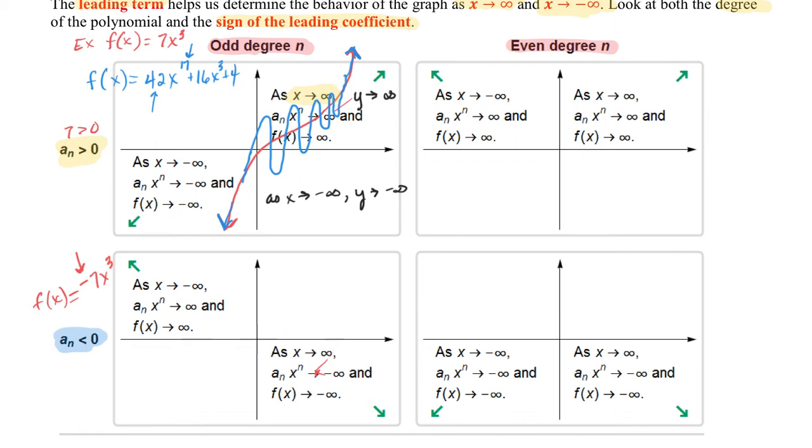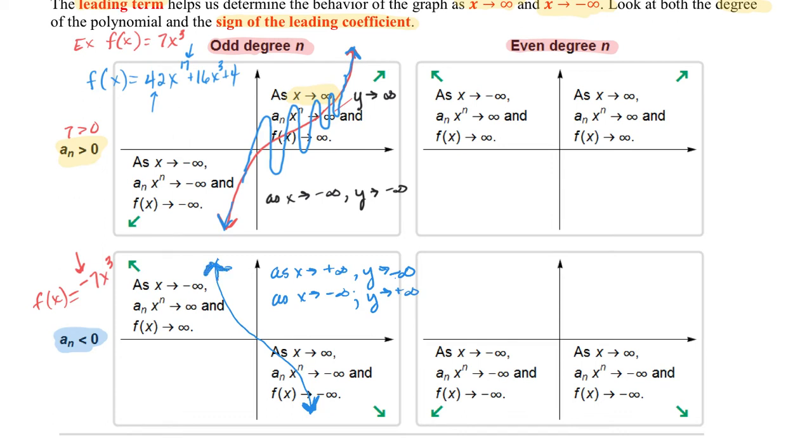And so if it's been reflected over the x-axis, then what my graph is going to look like is this. Okay, and so it's still that graph of a cubic, but it's been reflected over the x-axis. And so now what I know is as x approaches positive infinity, y is headed to negative infinity. And as x approaches negative infinity, then y approaches positive infinity.